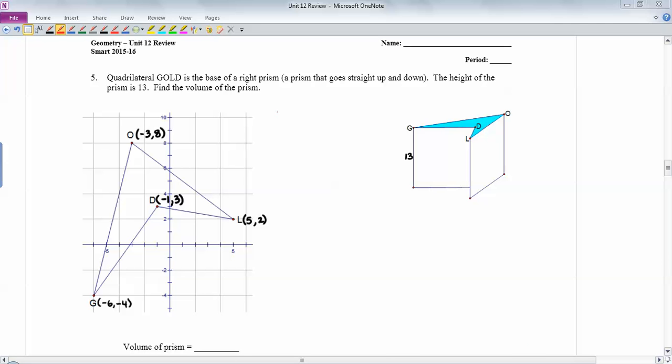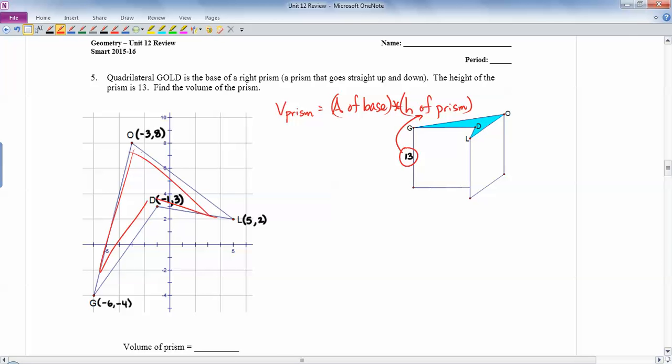So remember, volume of a prism or a cylinder is area of the base times the height of the prism. Well, we already know the height of the prism is 13, so that's going to go there. The base is that quadrilateral gold right there. Well, that's this quadrilateral, right? So we need the area of that weird boomerang shape.